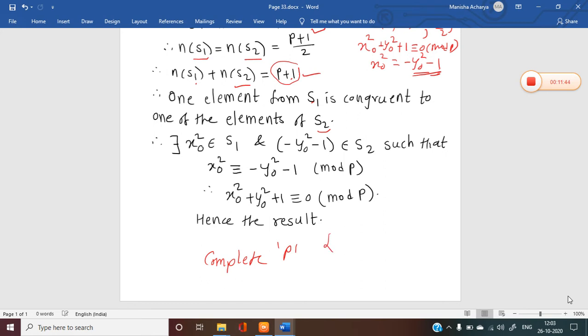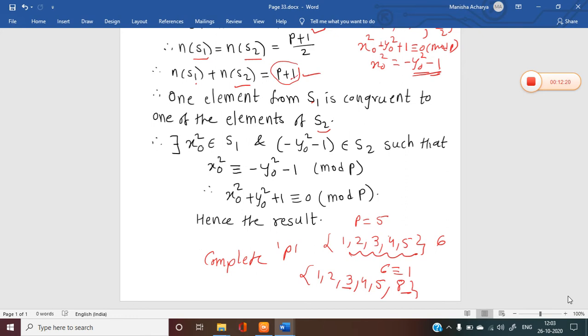For example, if you take P as 5, then the complete residue system modulo P contains the elements 1, 2, 3, 4, 5. Okay, and if you add the element 6 to it, obviously 6 is congruent to one of the elements of this set. That means 6 is congruent to 1 modulo 5. That means here, if you consider the set of P plus 1 elements, take any one, say we take 8, then you can see that 8 is congruent to 3 modulo 5.